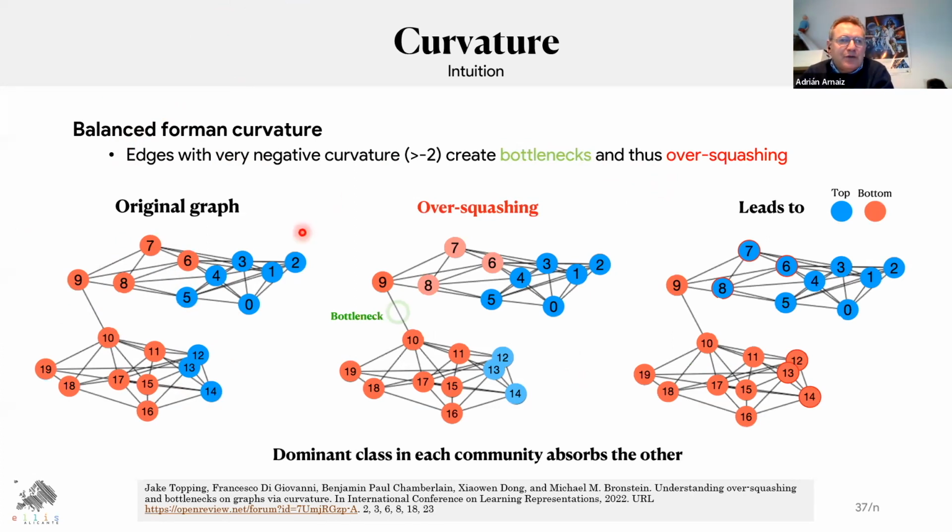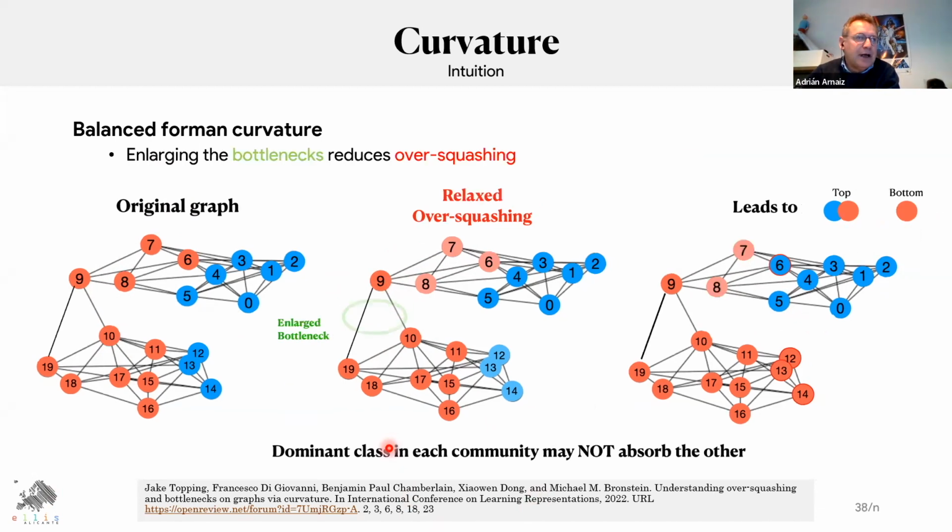And what happens with a bottleneck? We have this original graph, and we try to diffuse information, and the bottleneck makes this community and this community communicate only through this edge, and this leads to a misclassification. The dominant class in each community is absorbing the other. But if we enlarge the bottleneck, the number of misclassifications decreases. It's only associated with this kind of nodes.